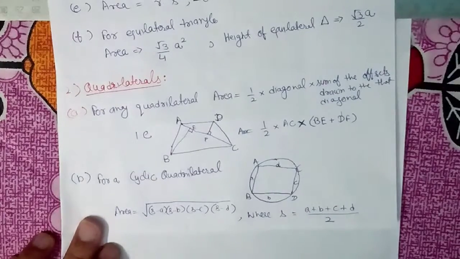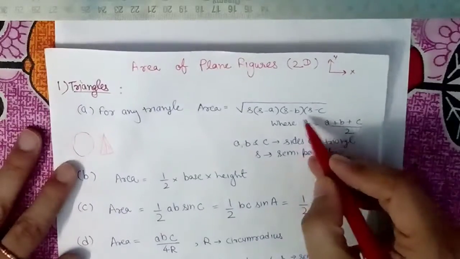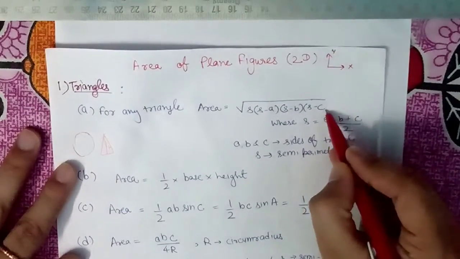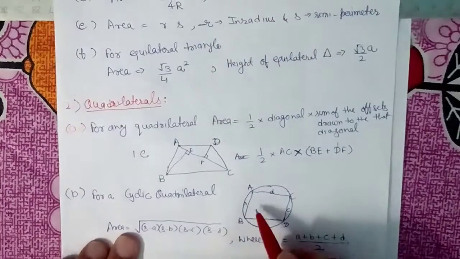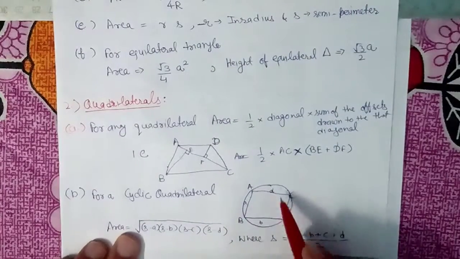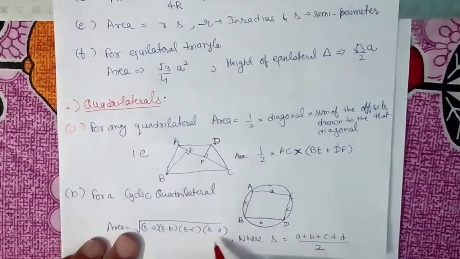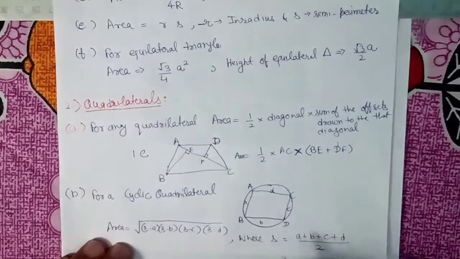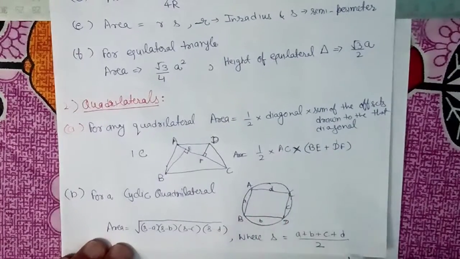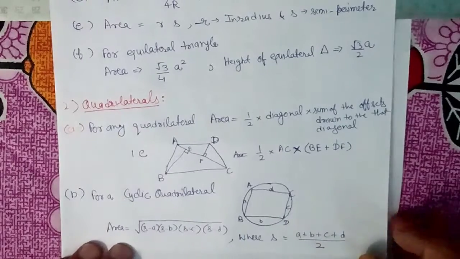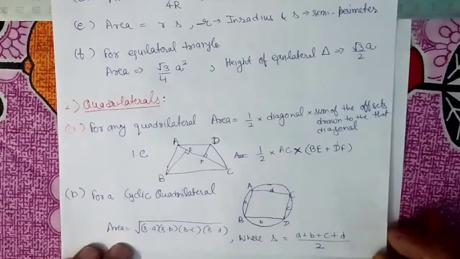Generally this formula is known as Heron's formula. As we have discussed, this formula is known as Heron's formula. The area is the square root of S into S minus A, S minus B, S minus C, where S is equal to the semi-perimeter, the sum of the lengths of all the sides of a triangle divided by 2. I think this is very easy.